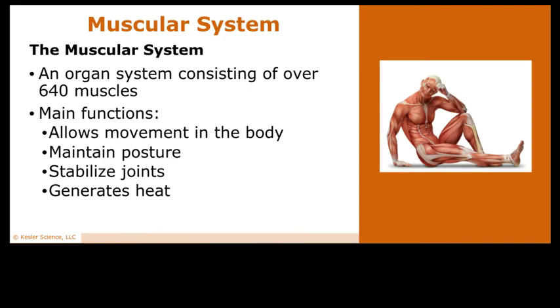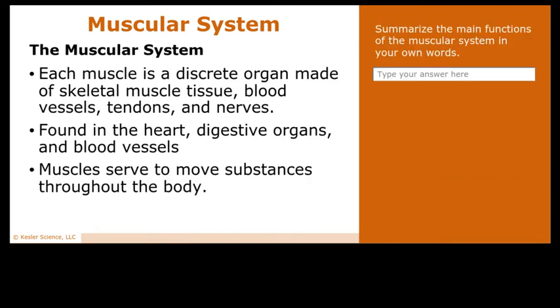As noted, both in the warm-up puzzle for today and in the notes here, the muscular system contains roughly 640 different muscle groups. The main functions are to allow for movement in the body and to maintain posture. That means being able to sit up, bend over, stand up straight, or do side bends, to move and hold that position. Muscles also stabilize your joints so that they don't snap in the wrong direction, and they generate heat, which is why you shiver when you're cold. Here you're going to summarize the main functions of the muscular system in your own words and type your answer there.